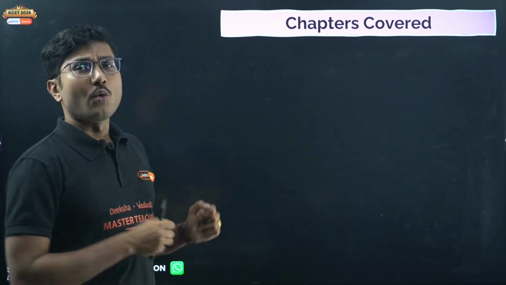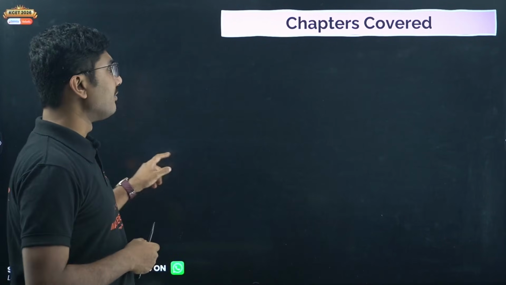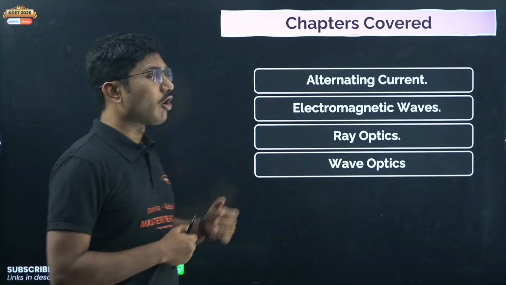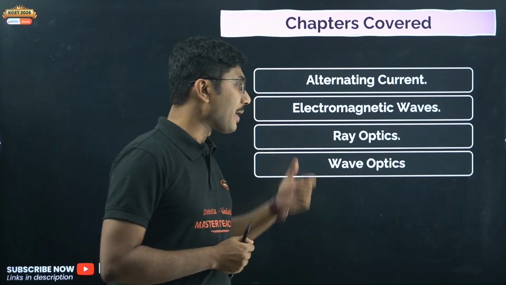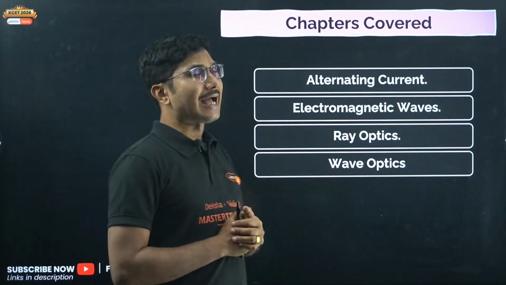So let us start. What are all the chapters that we are going to cover today? According to the syllabus of FA2, the chapters are alternating current, electromagnetic waves, ray optics and wave optics.